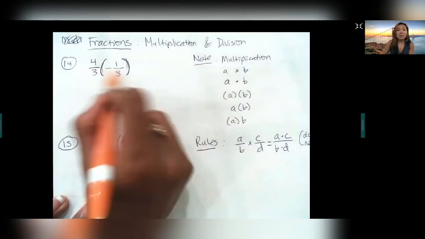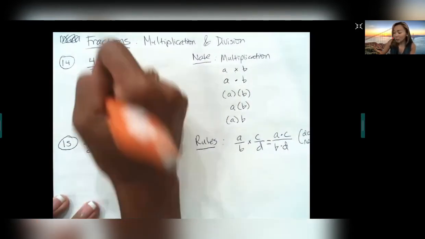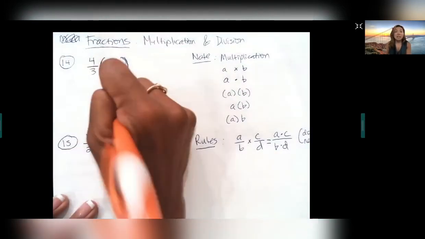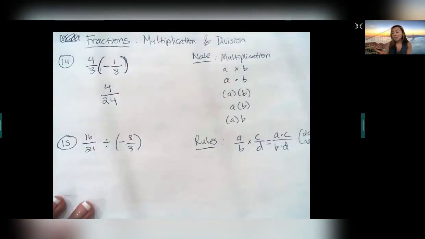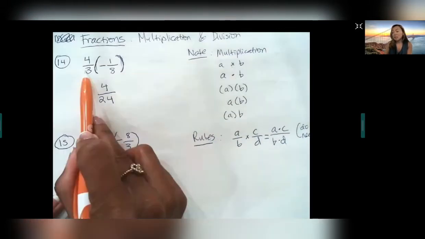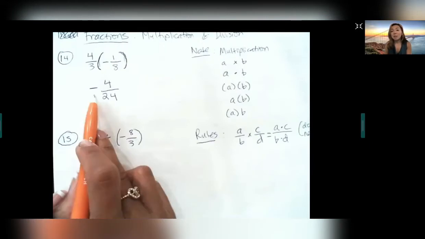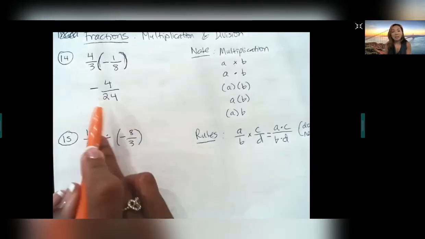So in this problem, I'm going to multiply the numerators together. 4 times 1 is 4. 3 times 8 is 24. And remember, the rule of multiplication is if you're multiplying a positive times a negative, then your answer is going to be negative. It doesn't matter whether you put the negative on the top, the bottom, or to the side. It's just as long as it's there.